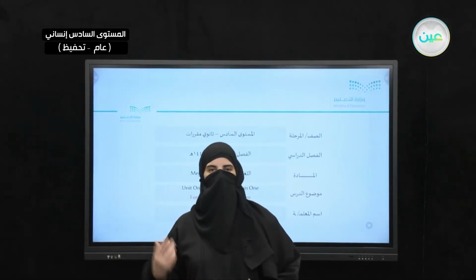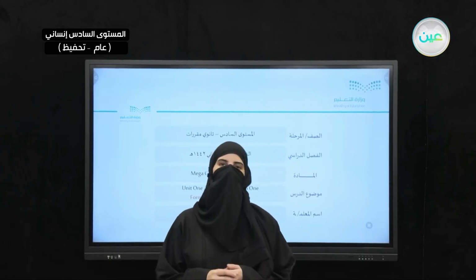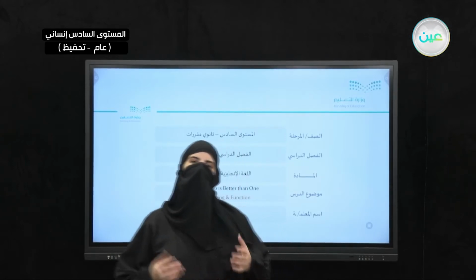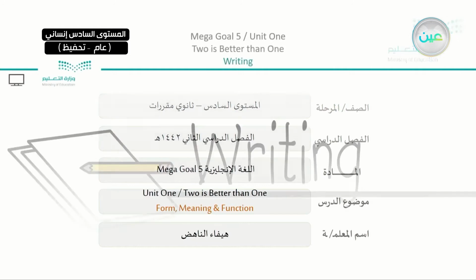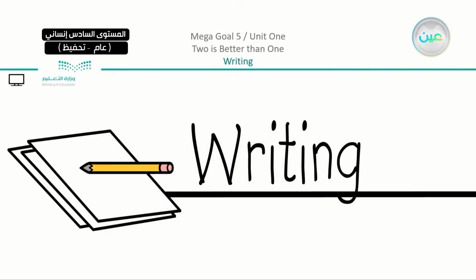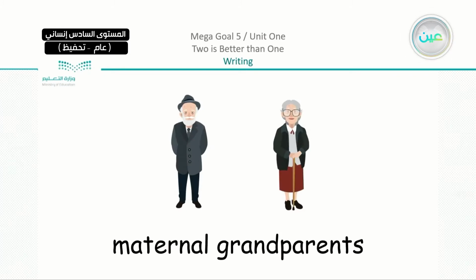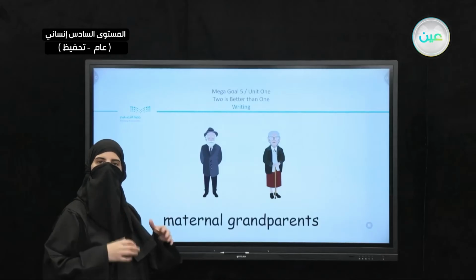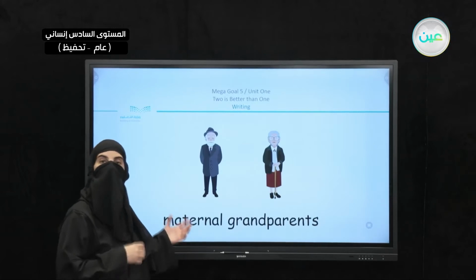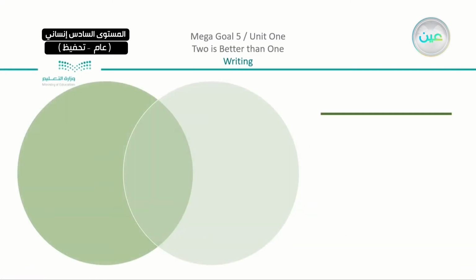Yesterday and the day before we had a rather busy lesson. We had the writing part, and just to revise very quickly what we took in our writing lesson, we had first the comparison, or just to write about the maternal grandparents, about their characteristics as we had, and we put them in the Venn diagram here.